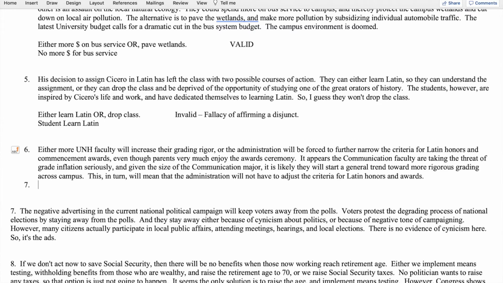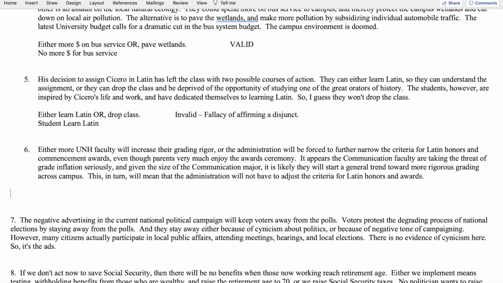So we have this natural language argument here, and we look for the conclusion signaled by this last sentence. This in turn will mean, and then here's the conclusion, the administration will not have to adjust the criteria for Latin honors and awards. But how do we get there? We go back to the disjunctive statement signaled here by the logical operator either or. We have either more UNH faculty increase their grading rigor, or the administration will be forced to further narrow the criteria for Latin honors and commencement awards.